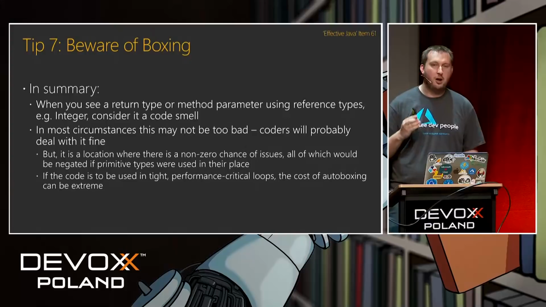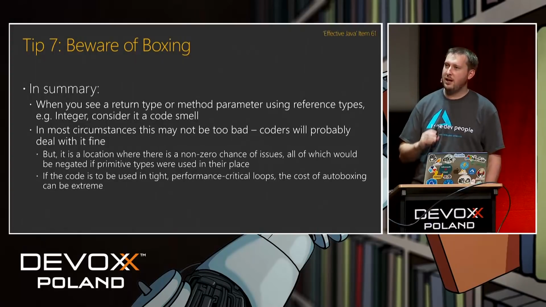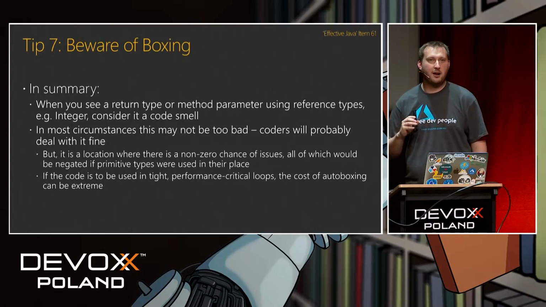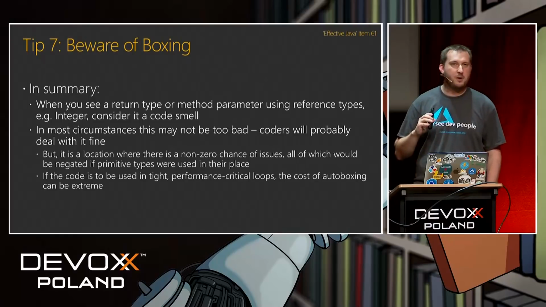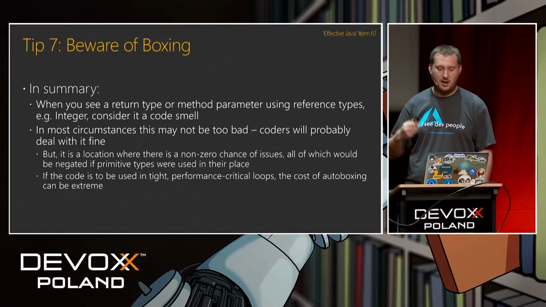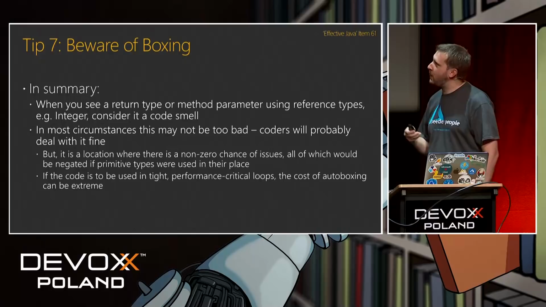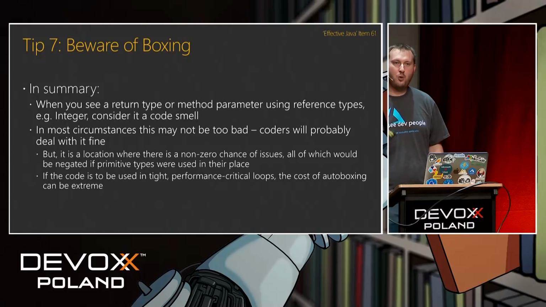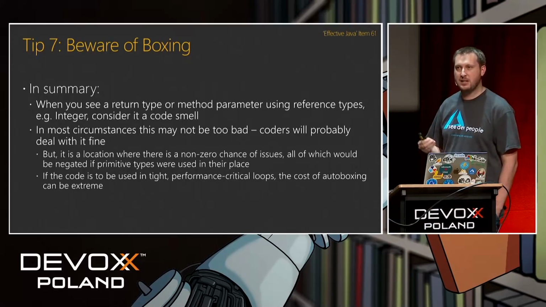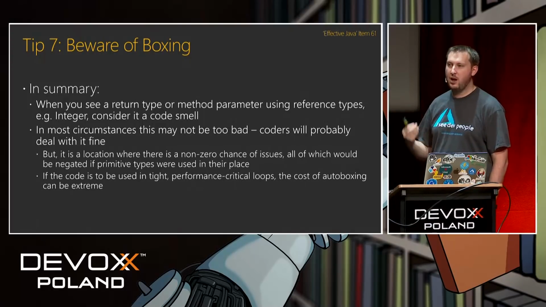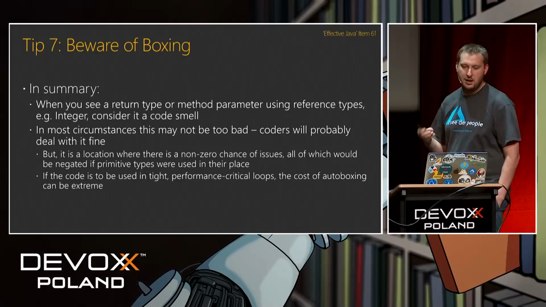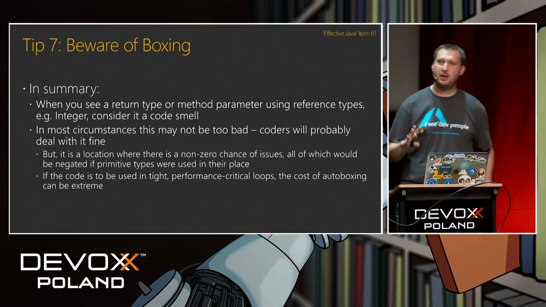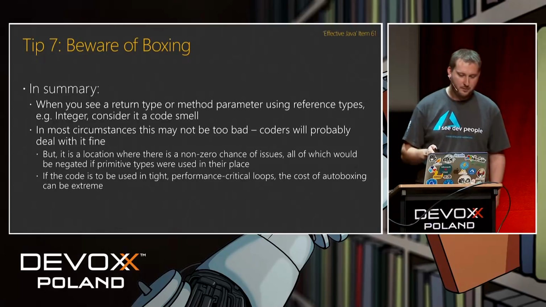So in summary, if you see a return type or an argument into your API that has a reference type, it should set off some alarm bells, right? It should smell a bit. In most cases, it's probably fine. But why do you need this? That's the question that we have to keep asking whenever we see an API that doesn't feel right. Why do we need to have a reference type? Unless you can answer that, it's probably fine just to have a primitive type.